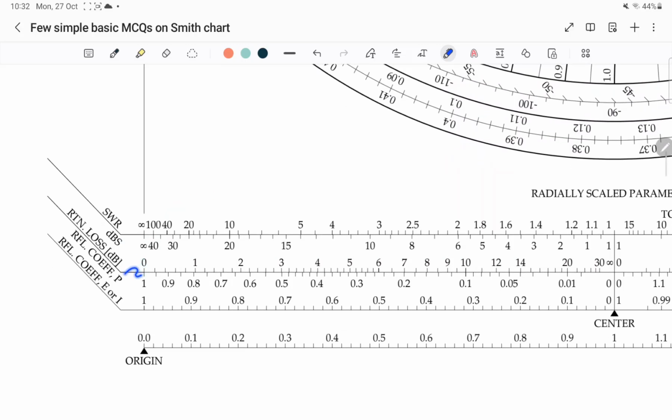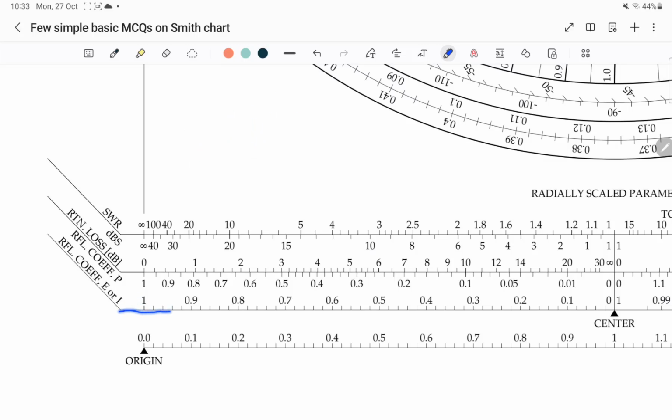Now if you see this particular line, on top of it you will find values such as 0, 1, 2, 3, 4, etc. These values represent return loss in dB. And the values below this line, which are 1, 0.9, 0.8, 0.7, etc., are reflection coefficient in terms of power. That is why P is written here. The reflection coefficient in terms of power is the mod of the reflection coefficient whole square.